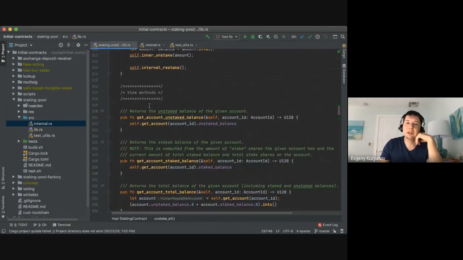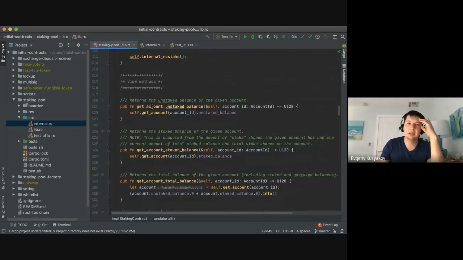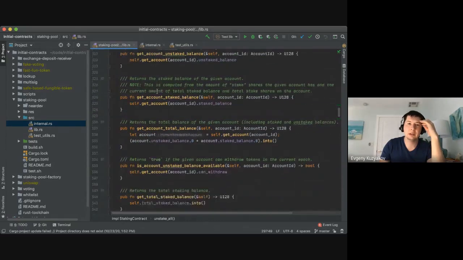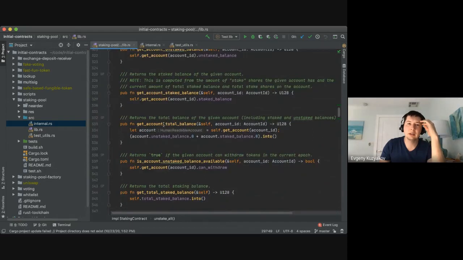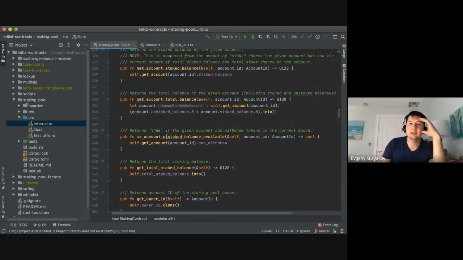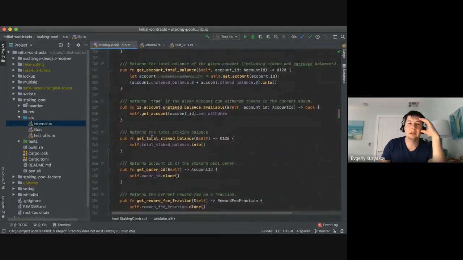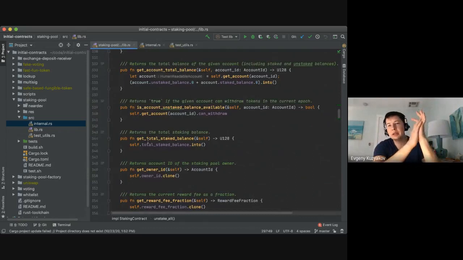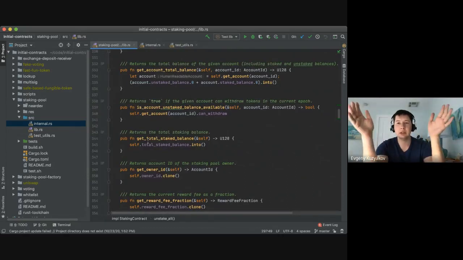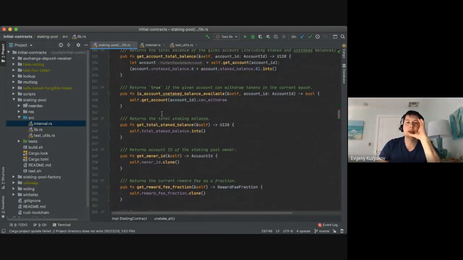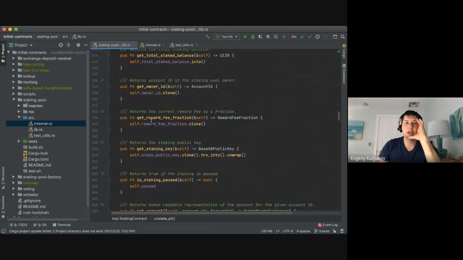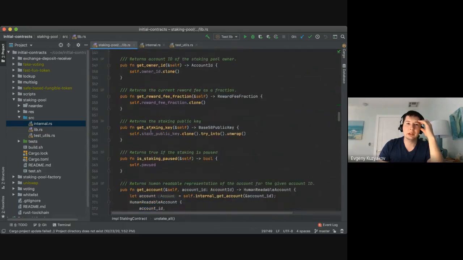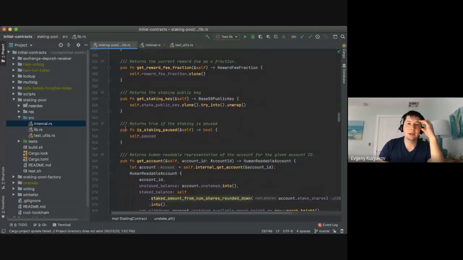And then there's a bunch of getter methods, view calls that return some amounts. So you can get the stake balance, total balance, and check if you can withdraw. Then you can get the total stake balance. This is the total amount the staking pool has in active stake. Then you can get who is the owner of the staking pool. You can get the current reward fee or commission of the staking pool, and get the current staking key.